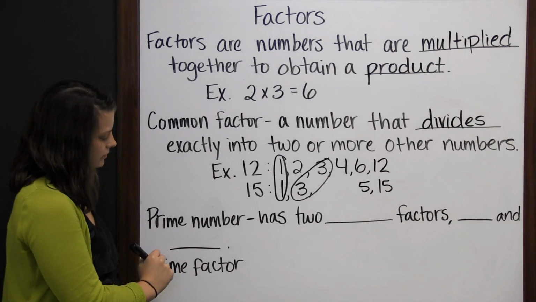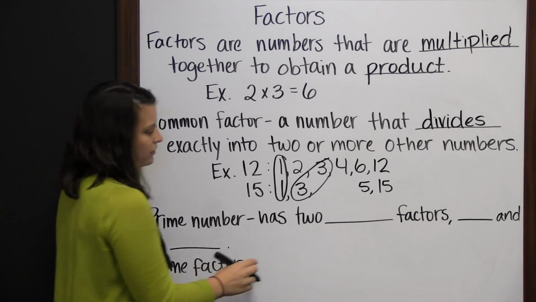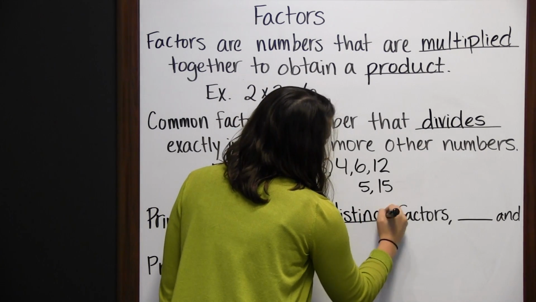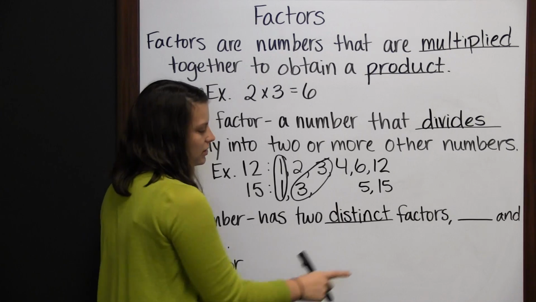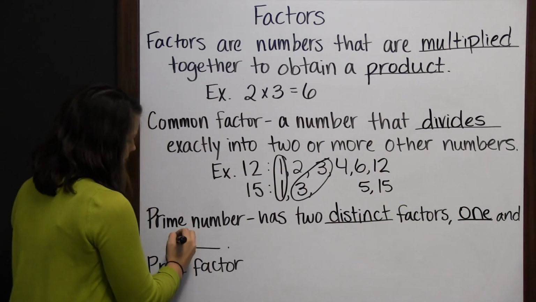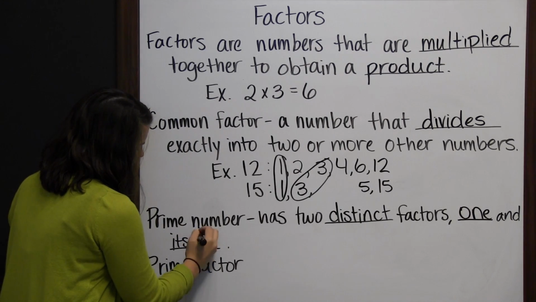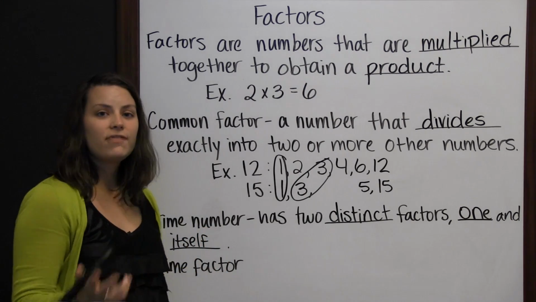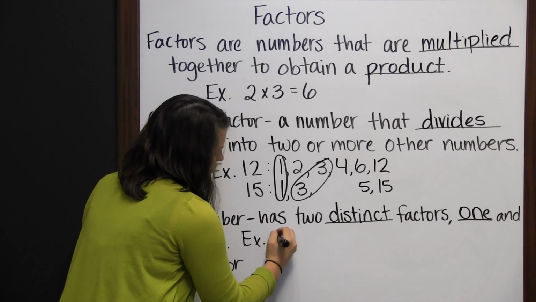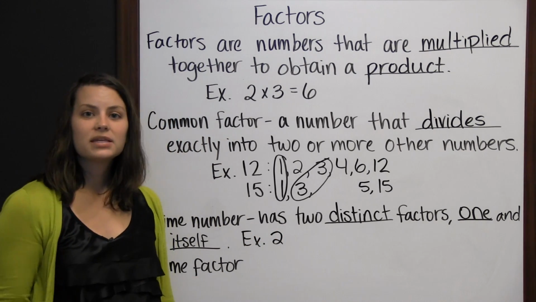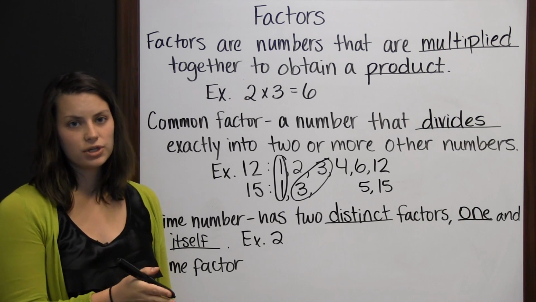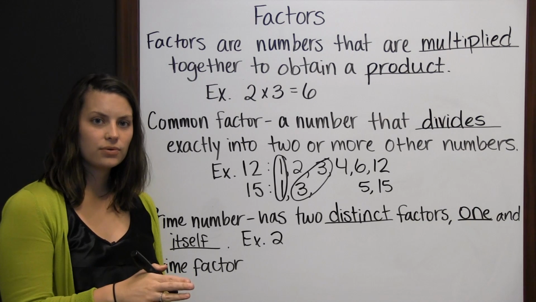Prime number. Prime numbers have 2 distinct, which means different, factors: 1 and itself. The very first prime number is 2, because the only factors of 2 are 1 and 2. 1 times 2 is 2.